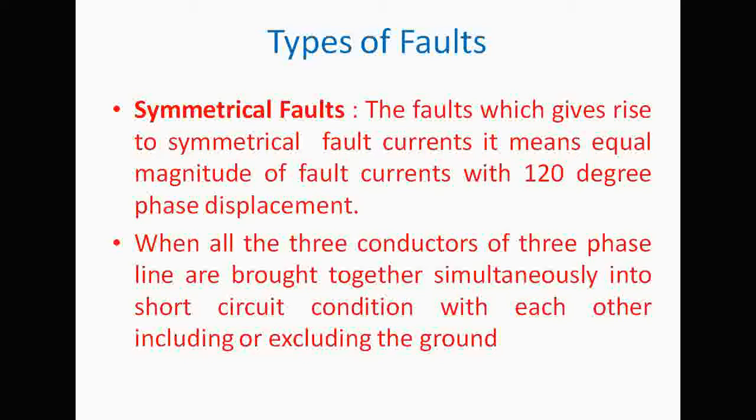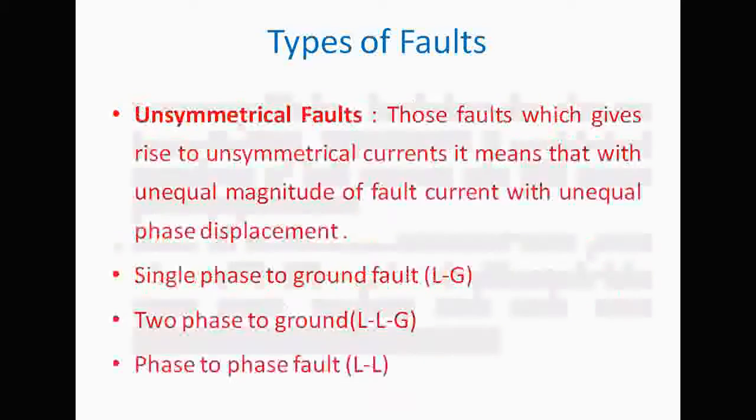If it is the normal current rating, for example, if you consider that the normal current rating is 100 ampere in all three phases, and after the fault occurrence, definitely your fault current magnitude will increase in all phases, and that fault current magnitude is equal in all phases, along with the same 120-degree phase displacement. In that case we can say it is a symmetrical type of fault.